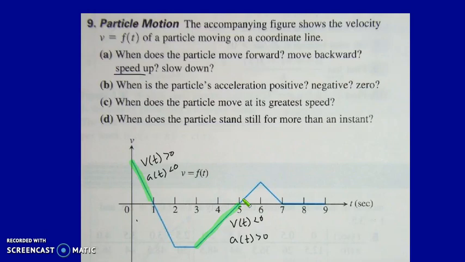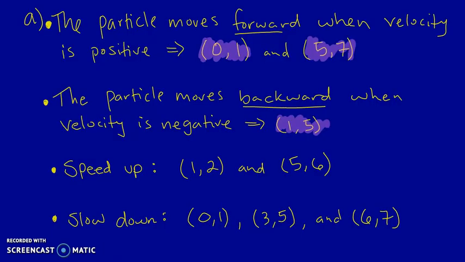Then its velocity is positive and acceleration is positive. We already talked about that for speeding up. But from 6 to 7, velocity is positive, yet acceleration is negative, so it slows down. So we have 3 intervals where the particle seems to be slowing down. So here are your 4 answers to part A. And don't forget to highlight your answers.